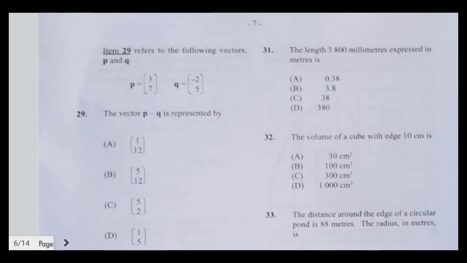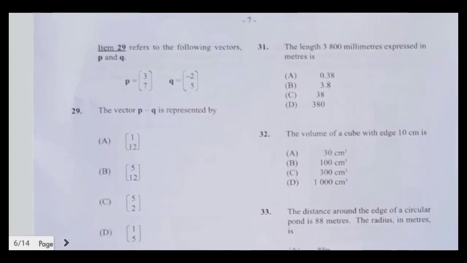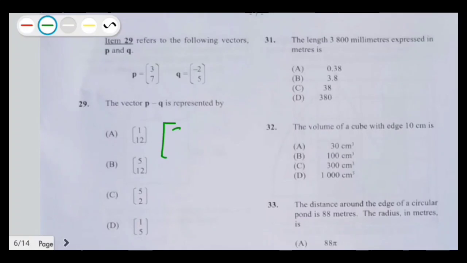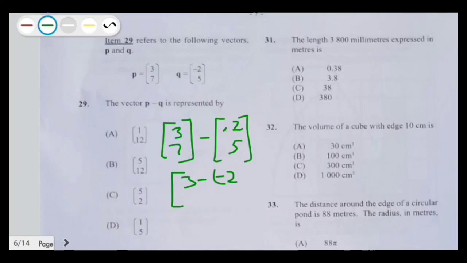Item 29 refers to the following vectors, P and Q. The vector P minus Q is represented by, this is very straightforward. So vector P, we have 3, 7, take away vector Q, which is -2, 5. Solving that, we'll have 3 minus -2, and then 7 minus 5. A negative and a negative makes a positive, so we're going to have 3 plus 2, which makes 5, and then 7 take away 5 gives us 2. So we're going to have 5 and 2, which is C.